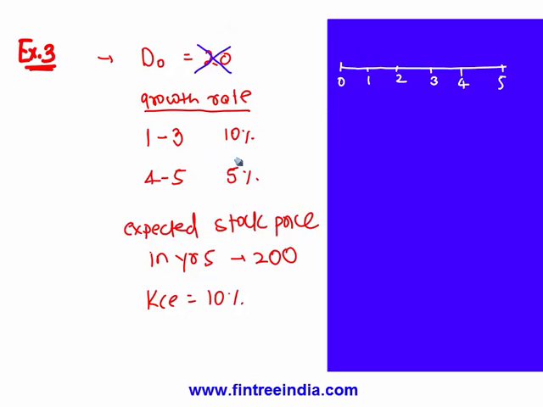So do this. 20 into 1.1, 22, then 22 into 1.1 would be 24.2. 24.2 into 1.1, 26.62, into 1.05, 27.95, and into 1.05, 29.34. So these are the dividends that we are looking at for the next 5 years. Plus, in year 5, will we have any other cash flow? 200, because we will sell the stock and we will receive 200 in year 5.